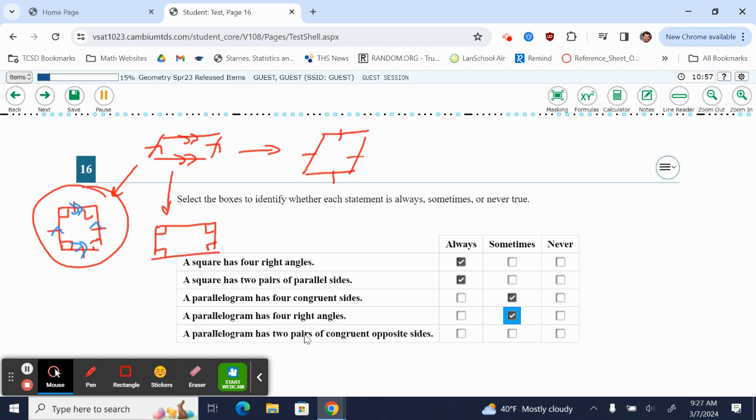And then a parallelogram has 2 pairs of congruent opposite sides. This is always true. A parallelogram has opposite sides parallel, and it also has opposite sides congruent. So that is always true. And there we go.